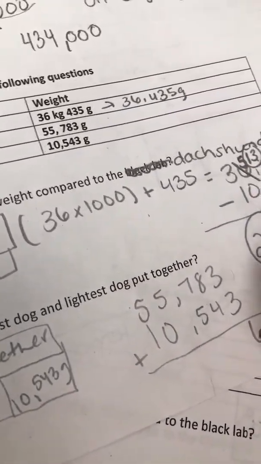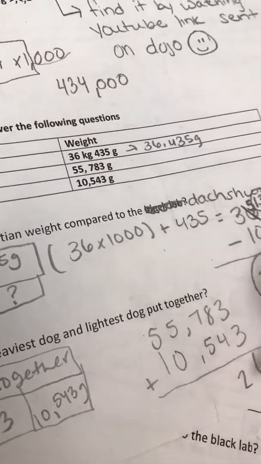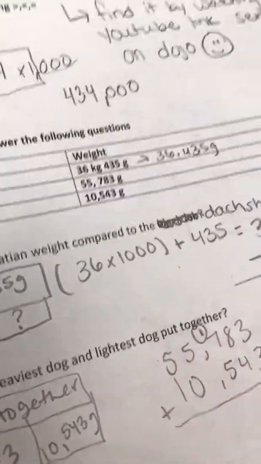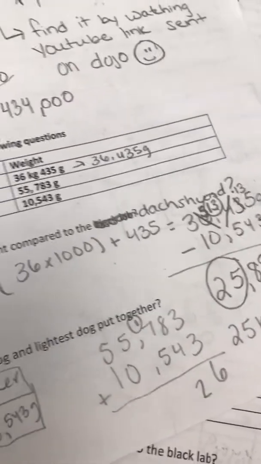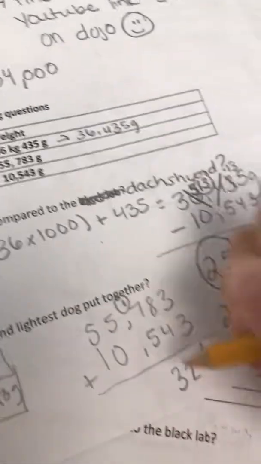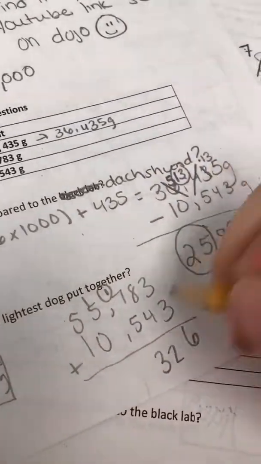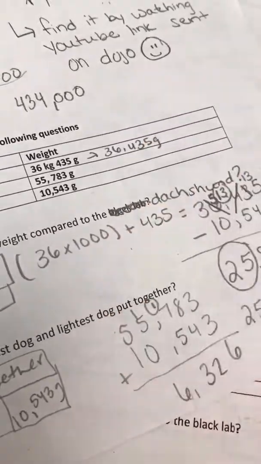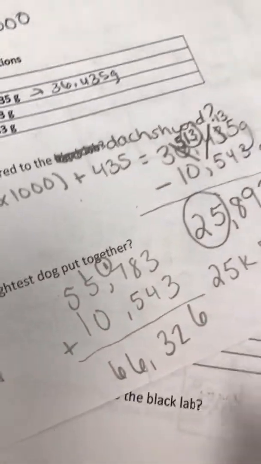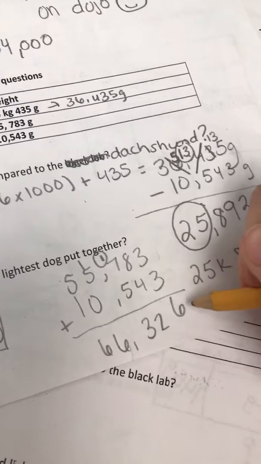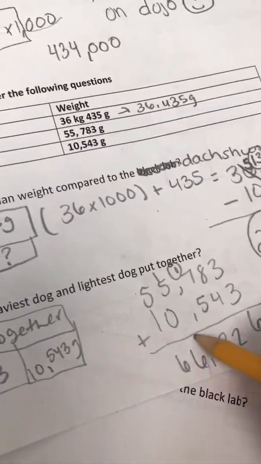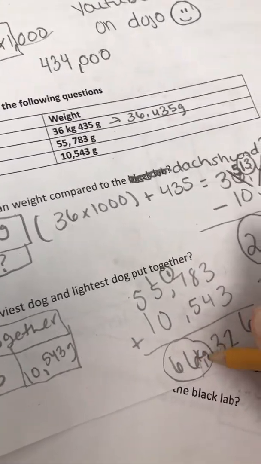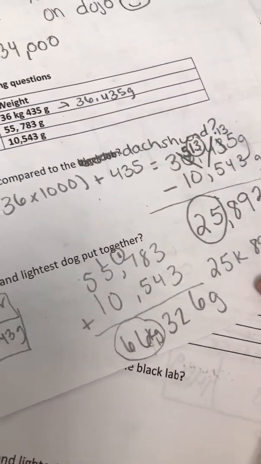Three and 3 gets 6. 8 plus 4 gets 12. 1 plus 7 gives me 8. Plus 5 more gets me 13. 1 plus 5 plus 0. And then 5 plus 1. So, combined, the heaviest and lightest dog weigh 66,326 grams, or again, I could look at this as 66 kilograms, 326 grams.